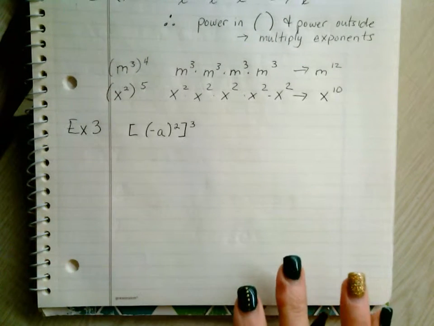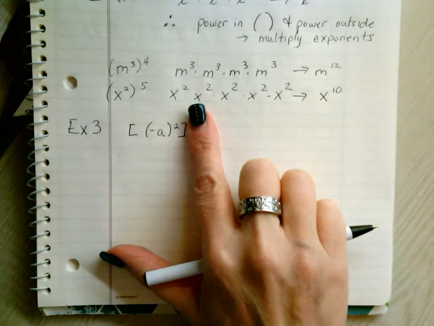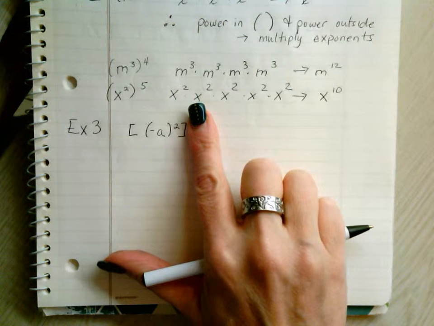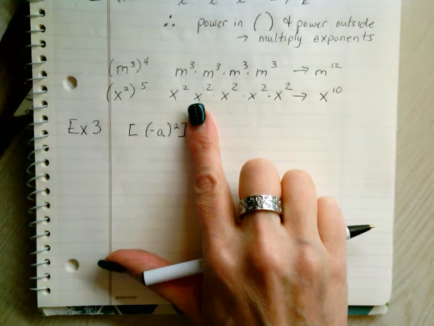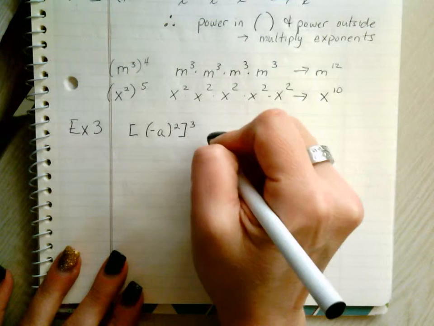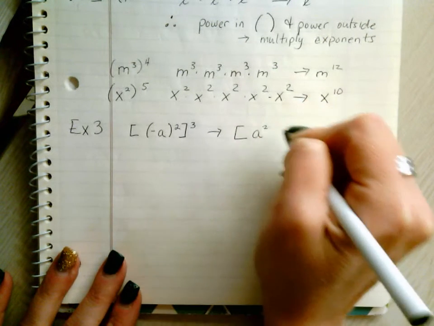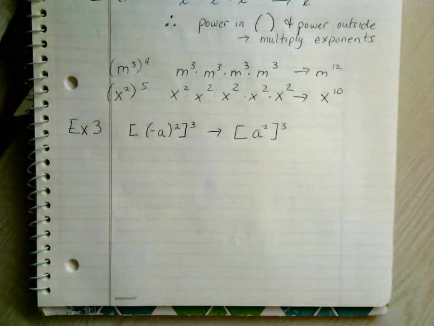Now don't let that all scare you that there's just too much chaos going on. I'm going to break this down. Let's pretend like there's nothing here, like that 3 doesn't exist. And all you have to do is negative a squared. That literally means negative a times negative a, right? So you have positive a squared as your result. So that would lead me to believe that I could write positive a squared, and then there's my 3.